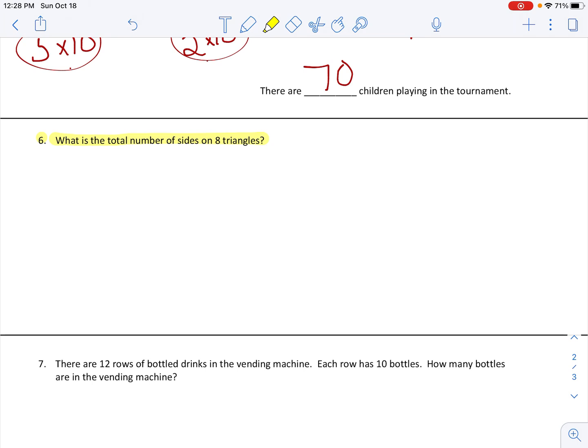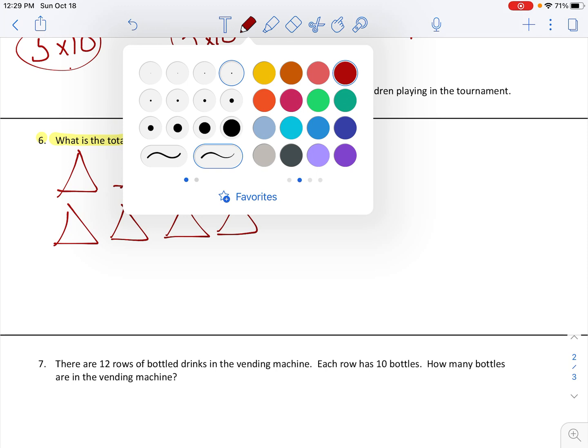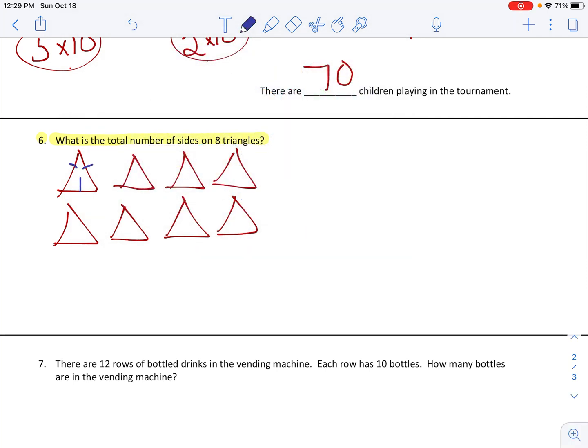Number 6, what is the total number of sides on 8 triangles? They didn't tell me I had to use a certain strategy, so I'm going to use whatever strategy works the best for my brain. And for my brain, I'm going to draw 8 triangles. 1, 2, 3, 4, 5, 6, I'll put them on here, 7, 8. Okay, so I'm going to draw my 8 triangles, and then I'm going to count up the sides. 1, 2, 3, 4, 5, 6, 7, 8, 9, 10, 11, 12, 13, 14, 15, 16, 17, 18, 19, 20, 21, 22, 23, 24. 24, and I'm going to need to put a label, sides.